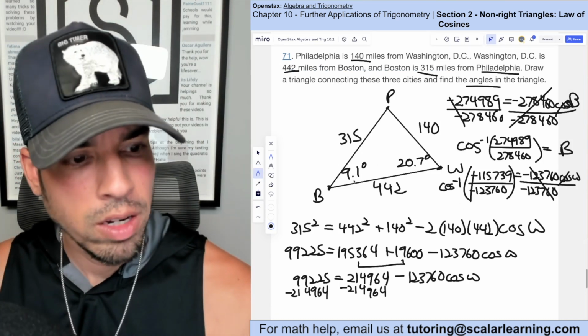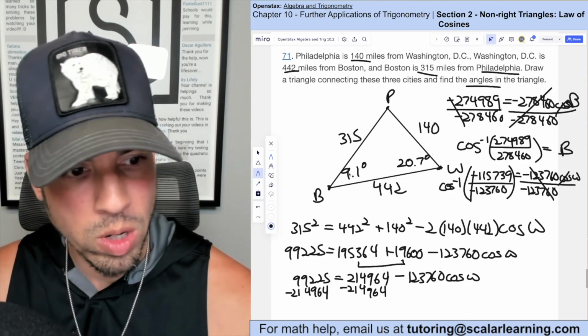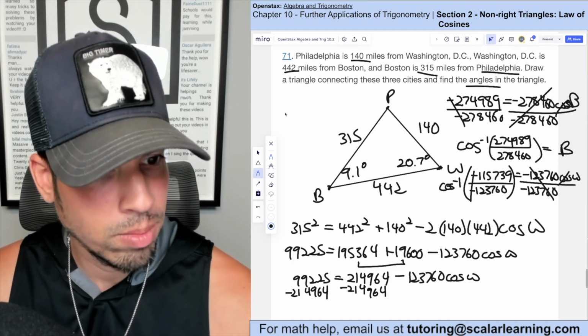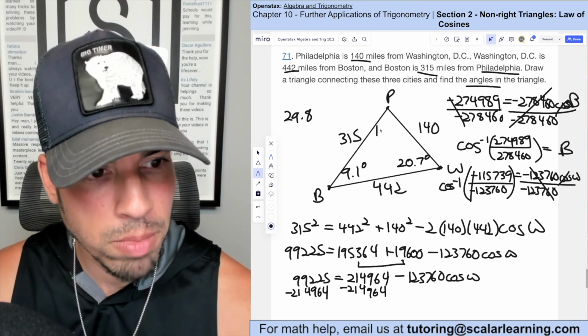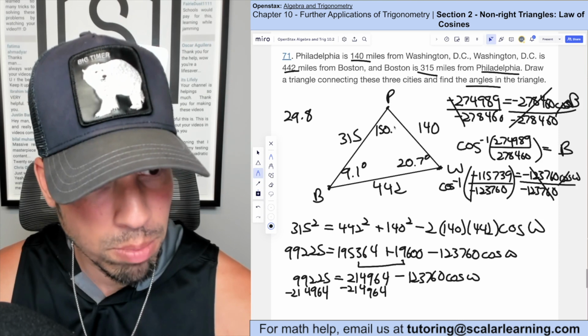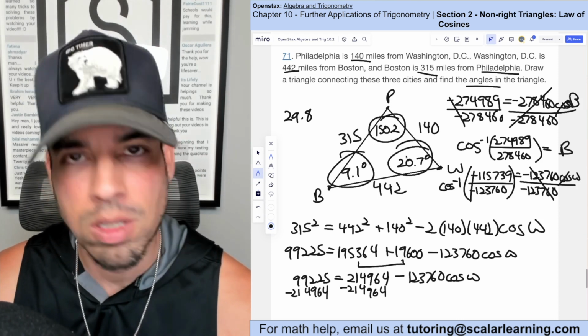And to get the final angle, we can use the triangle angle sum theorem, which means that all three angles have to add up to 180. So since these two together add up to 29.8, the remaining angle must be 150.2 because they all add up to 180. So these are the three angles done.